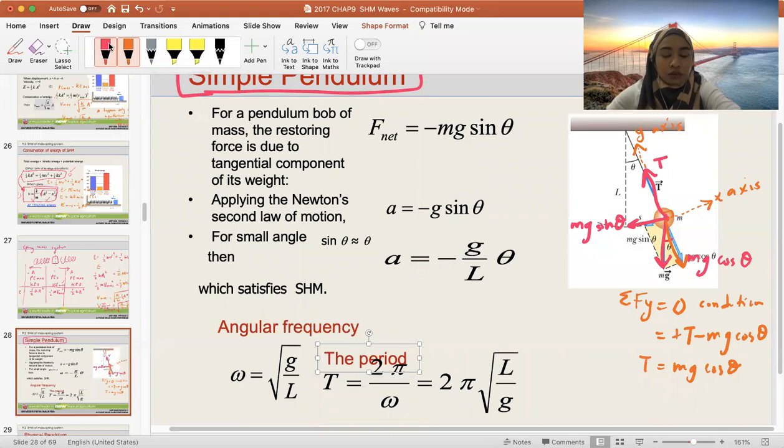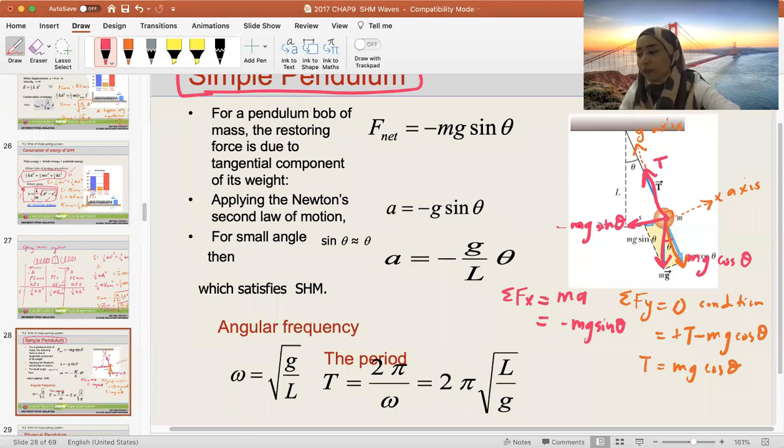Okay, so my net Fx now, I know there is some sort of acceleration going on because it is moving repetitively, right? There is motion. So it's not 0, because there is acceleration. It's going to be ma, and this guy becomes minus mg sine theta. Why is it negative? Because it is to the left. I say positive is to the right.